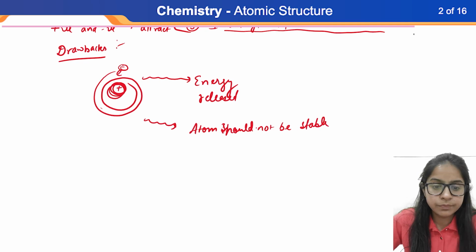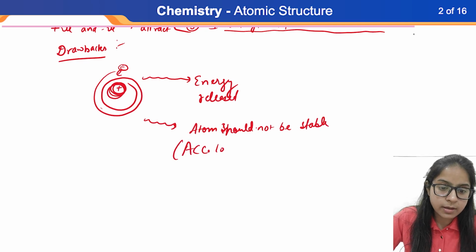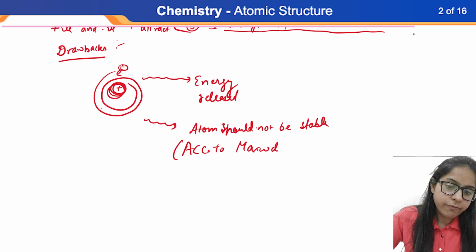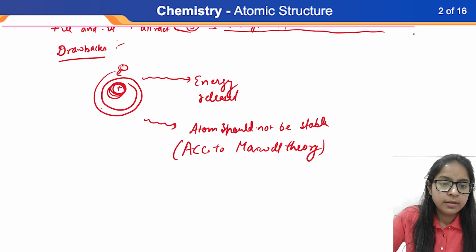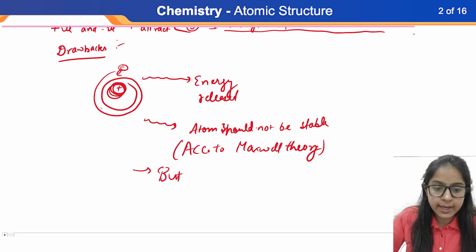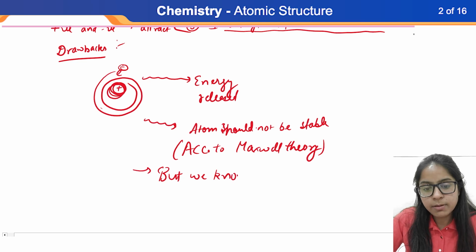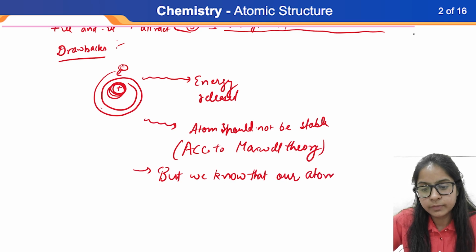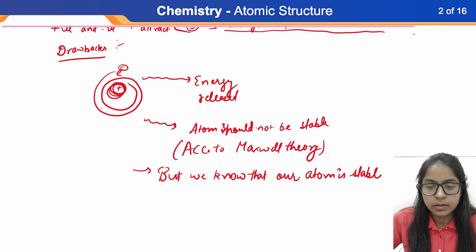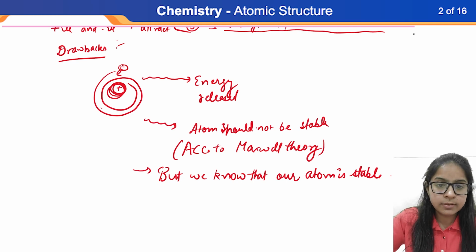According to Maxwell theory, because Maxwell said that if a charged particle rotates, it is going to release energy, and at some time it is going to collapse. But we know that our atom is stable, otherwise we wouldn't get this much stability. We know that our atom is stable. Okay, so there are different theories now.